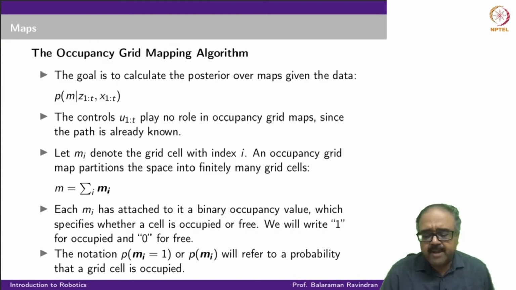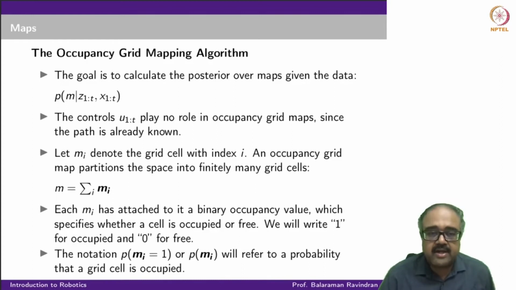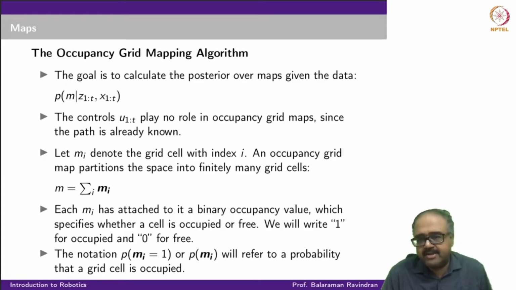The controls really play no role in the occupancy grid maps, since we already know where we are. For each location I make a measurement, and I really need to know whether it's occupied or not occupied. So I don't really need to know what is the control that will get me through that space. In some sense, I can assume that the path I'm following for doing this mapping is already known to me. So we're going to say that each mi denotes a grid cell with index i. So M1 means index 1.